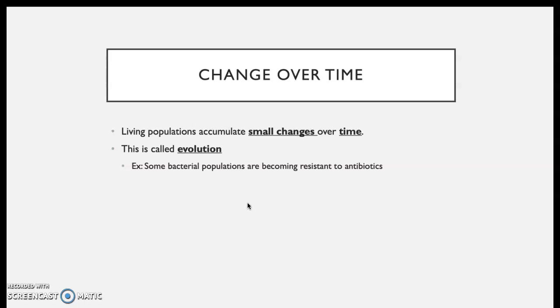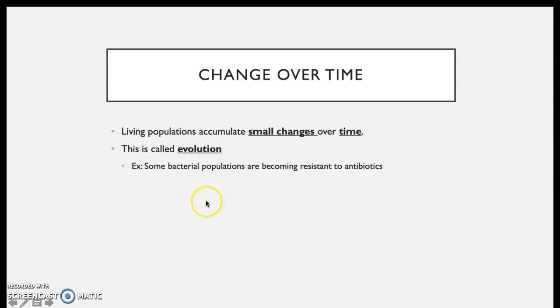Change over time. Living populations gradually accumulate small changes over time. We call this evolution. Evolution takes a really long time to occur, and it's very difficult to see direct evidence of, just because it does take so long. But we do have some direct evidence of those populations.